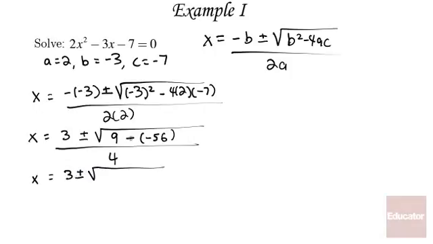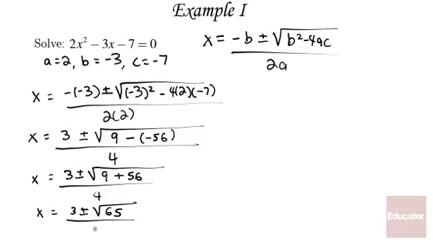Continuing to simplify, this is a negative and a negative, so I end up with positive 56. 9 plus 56 is 65. Divided by 4. Okay, and I can't go any further with this, so my solutions for x are that x equals 3 plus or minus the square root of 65 divided by 4.